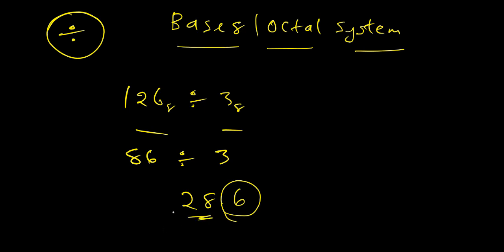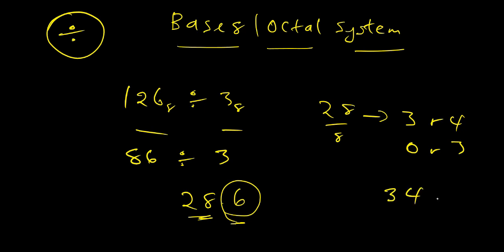Whenever you're converting from one base to base 10 and back, always ignore the remainder or the fractions. So we're going to work with 28. Then we're going to convert 28 back to base 8. So we have 28 divided by 8, which is 3, remainder 4. And then 3 divided by 8 is 0, remainder 3. So we have 3 and 4 in base 8. So when we divide 126 in base 8 by 3 in base 8, we have 34 in base 8. That's simply how you can do division in base 8.